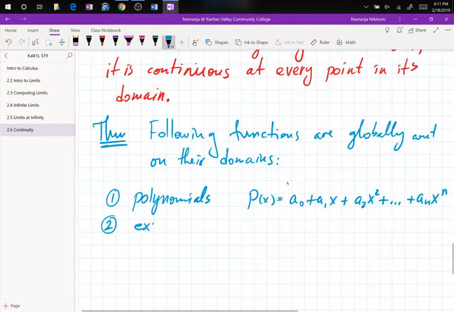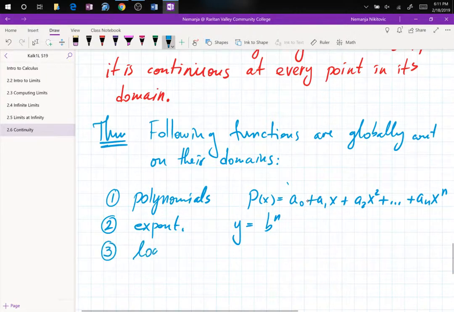Number two, exponential. Y equals, let's go with b to the x. Could be e to the x, 2 to the x, 1/2 to the x. Could be any of those. All the negative decay, all of them.